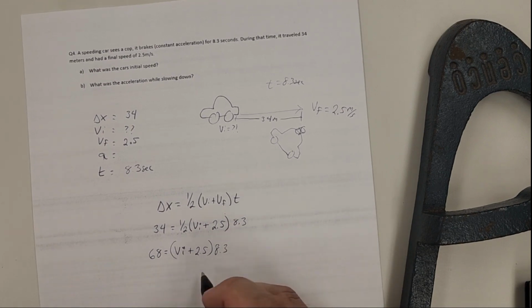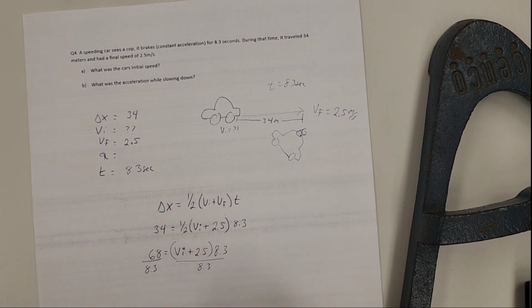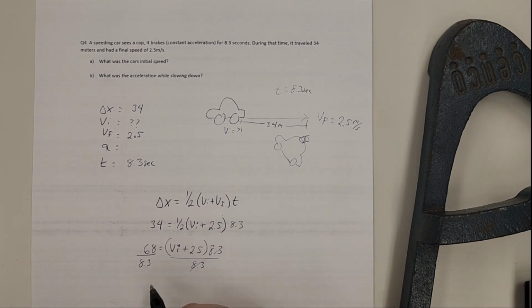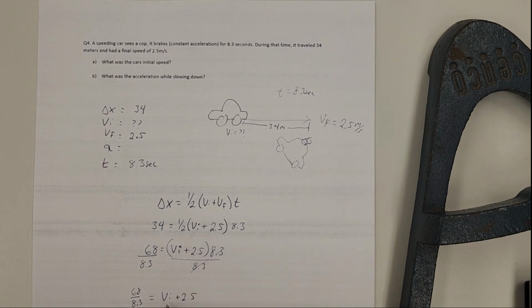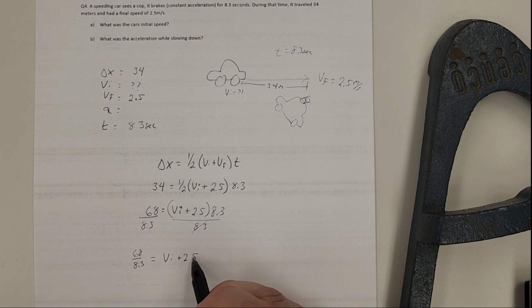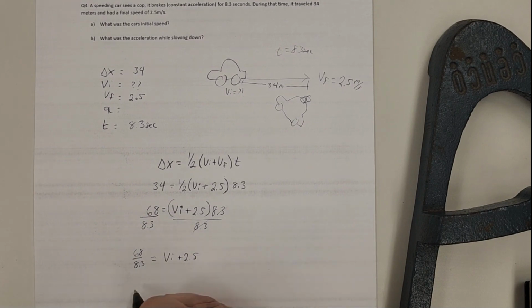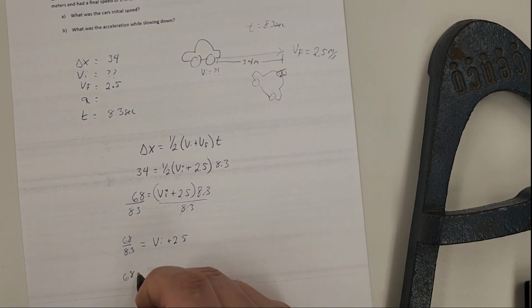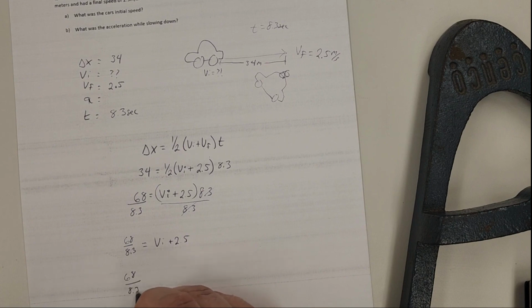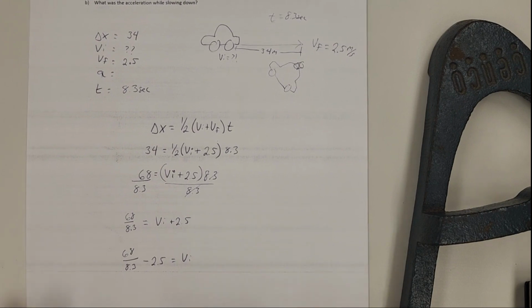Let's get rid of this 8.3 by doing a division. Okay, and then what are we going to have here? I'm just going to put it as 68 over 8.3 is equal to vi plus this 2.5. So to get vi by itself, I'm going to want to go ahead and subtract that 2.5 from the other side. Okay, so I should end up with 68 over 8.3 minus 2.5 is equal to vi.